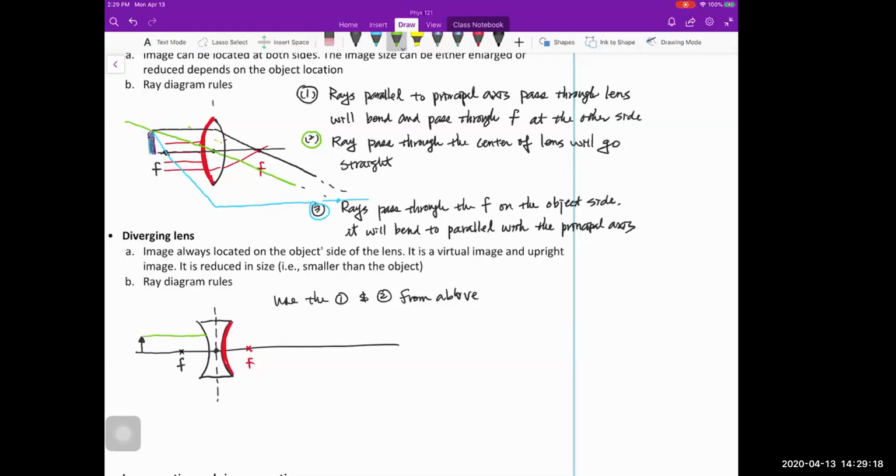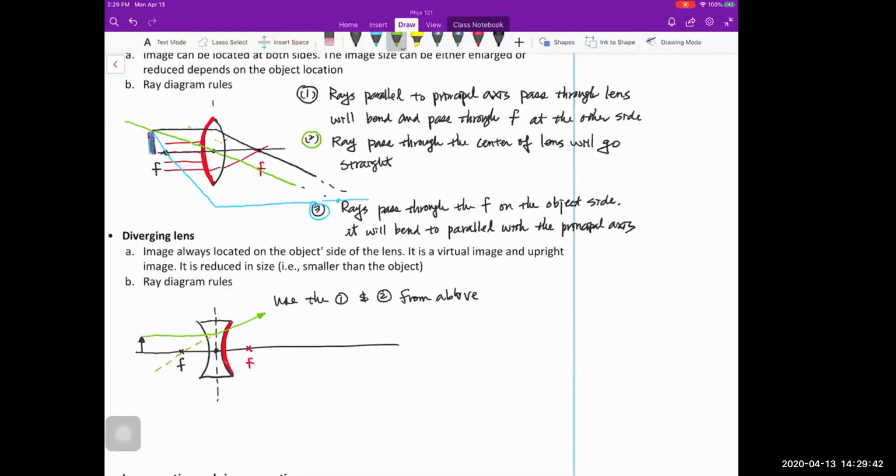When this line goes into this divergent lens, what happens is the line will bend outwards. It will bend in this direction. It will be refracted, bent away from the center. But if you make the extension of that, it will pass through the focal point.